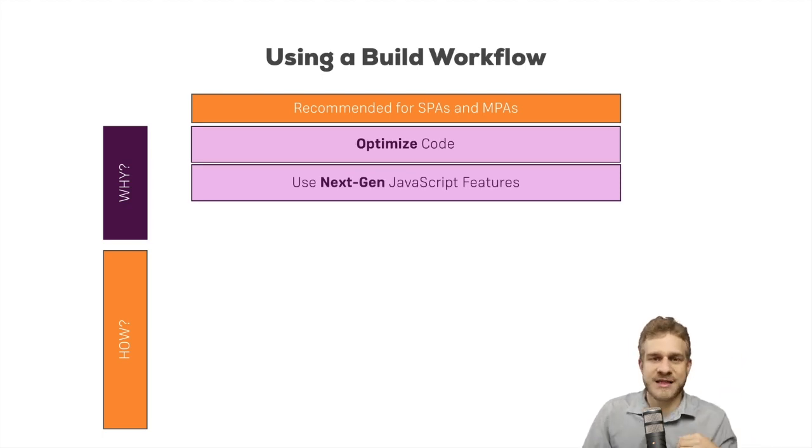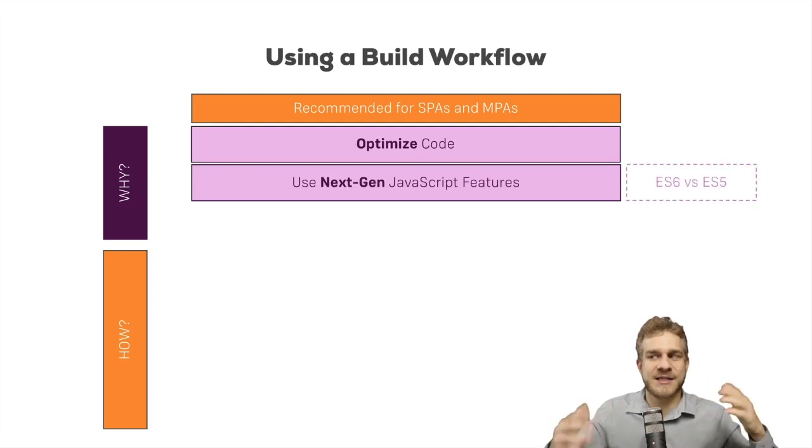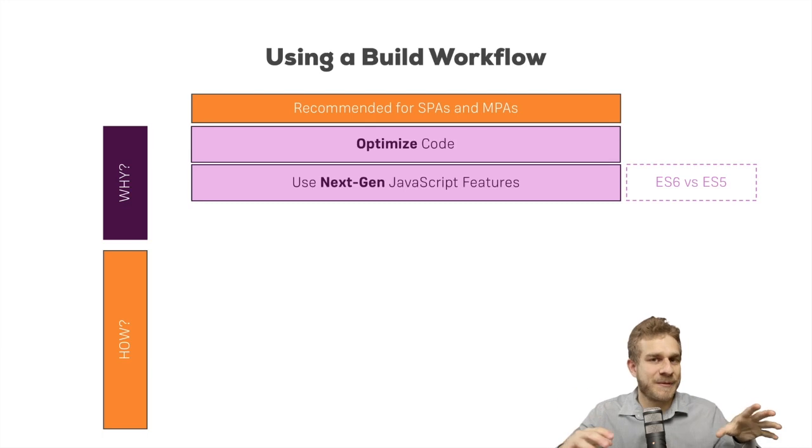So we want to use these next-gen features. Essentially, we want to be able to write ES6 or above code and still ship code in the end that runs on as many browsers as possible. And not that many browsers support all these next-gen features. That is why we need a build workflow that actually compiles these features.